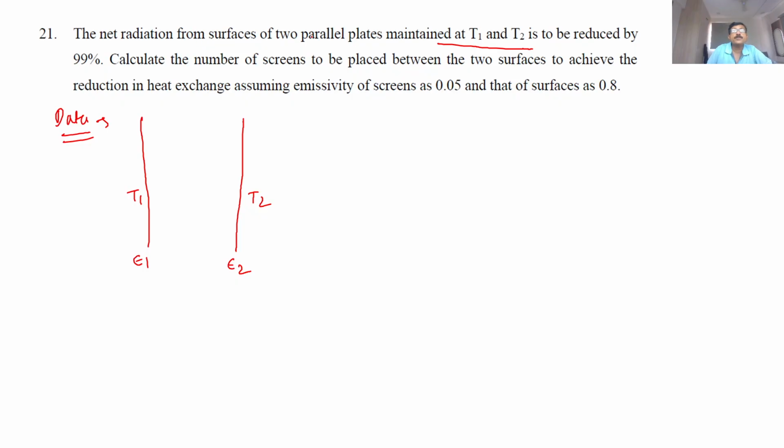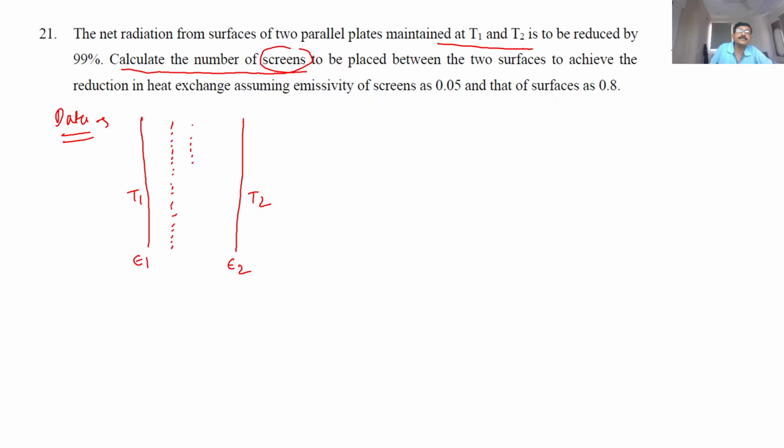The net radiation from surfaces of two parallel plates maintained at T1 and T2 is to be reduced by 99%. Of course, the heat transfer rate is reduced, with the help of radiation shields. So what they have asked is to calculate the number of screens. Screens means shields, radiation shields, to be placed between these two surfaces to achieve the reduction in heat exchange, assuming the emissivity of the screens.